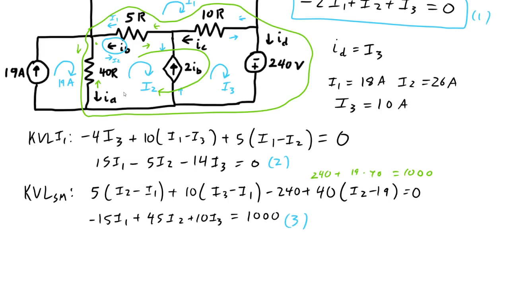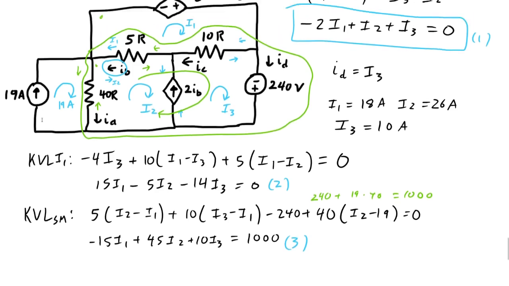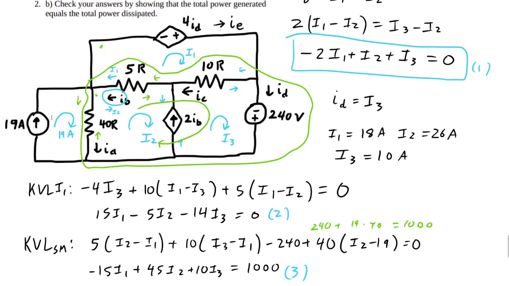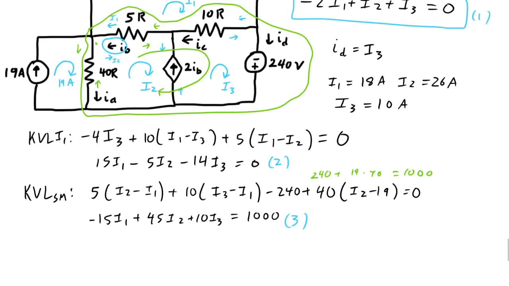So using that information, we can figure out the branch currents. So it's just going to be pretty simple. We're going to compare our circuit diagram to our answers. So I'm going to start with IA. IA is I2 minus 19 amps. I2 is 26, so 26 minus 19 is 7 amps.